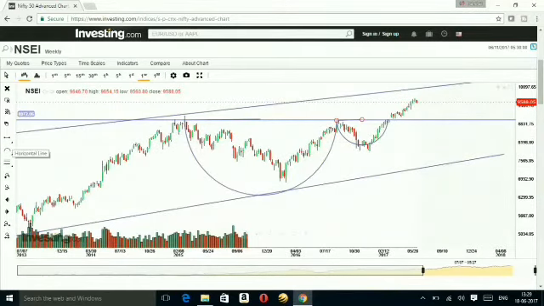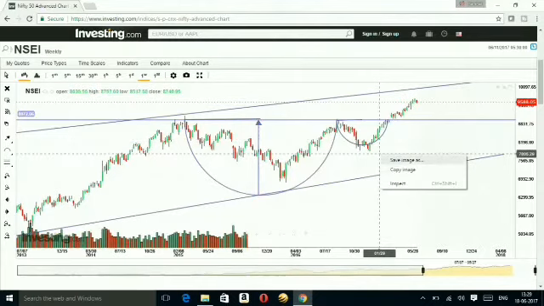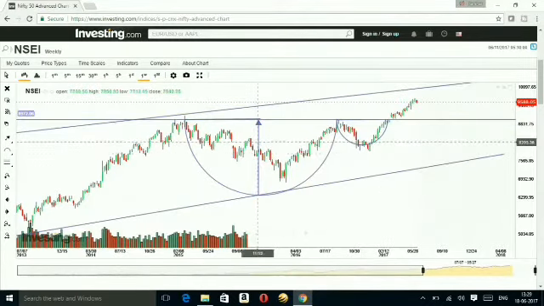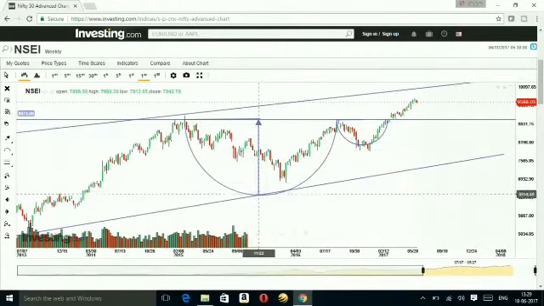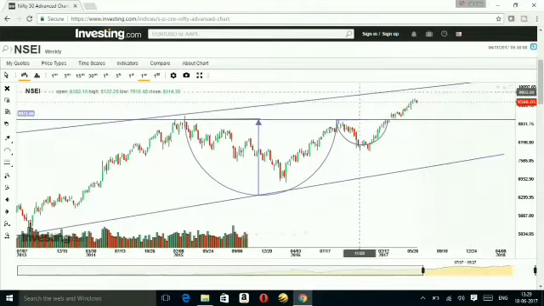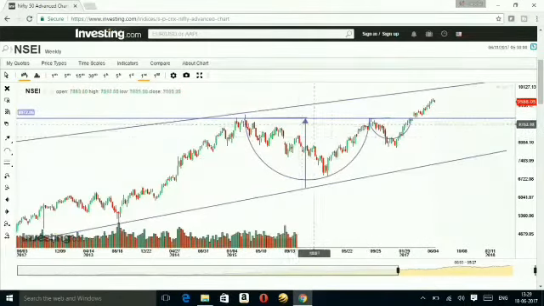Again here also I will draw this depth of the cup, and if you want the target, you can copy this arrow and paste it over here. The difference of this depth, measured from here on the upside, would be the target for Nifty, but that is on a very long-term time frame since this is a weekly chart of Nifty.